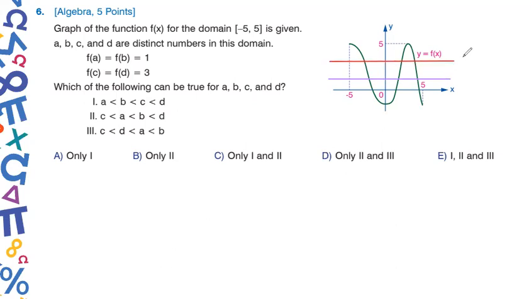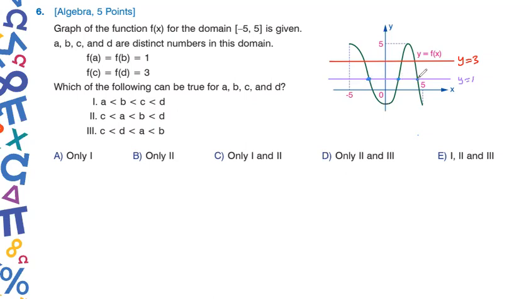Okay, so this is y equals 3. And this was y equals 1. So we have now a couple of things, right? The first thing is it says A is smaller than B, where f of A and f of B are equal to 1. That means we have this intersection, and this intersection.